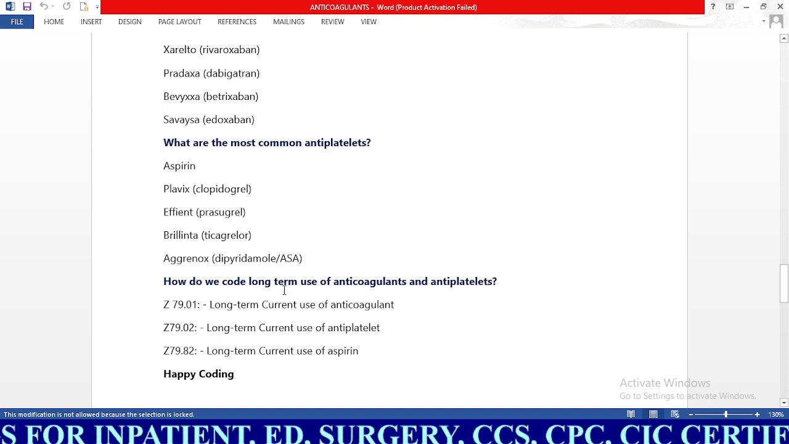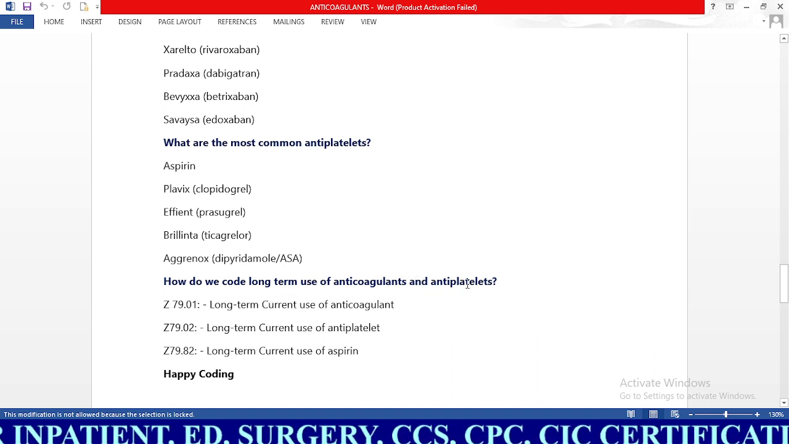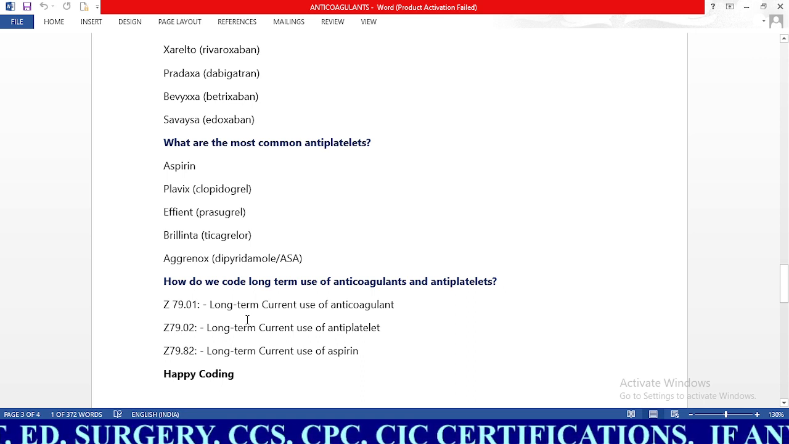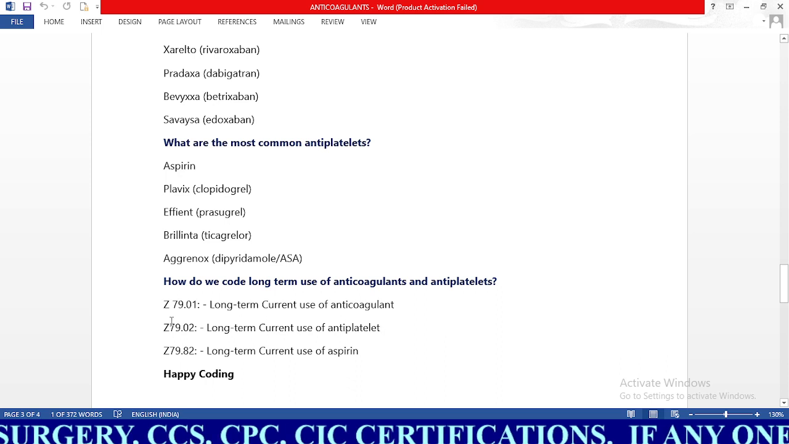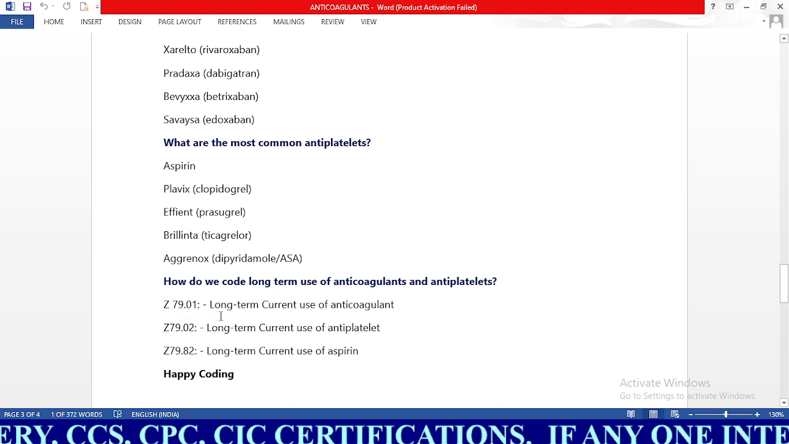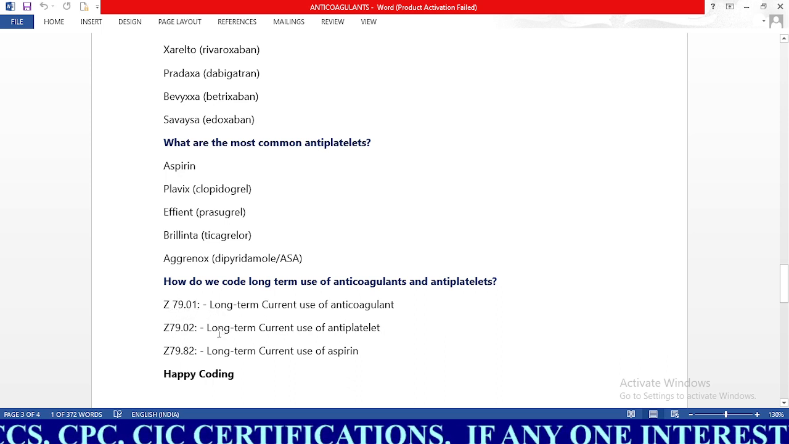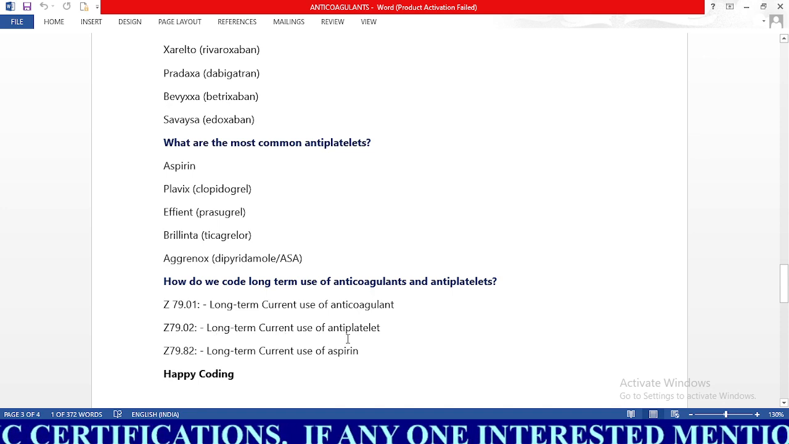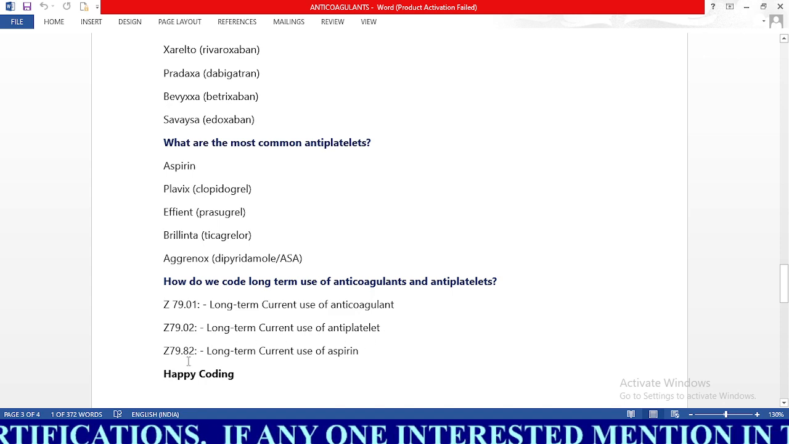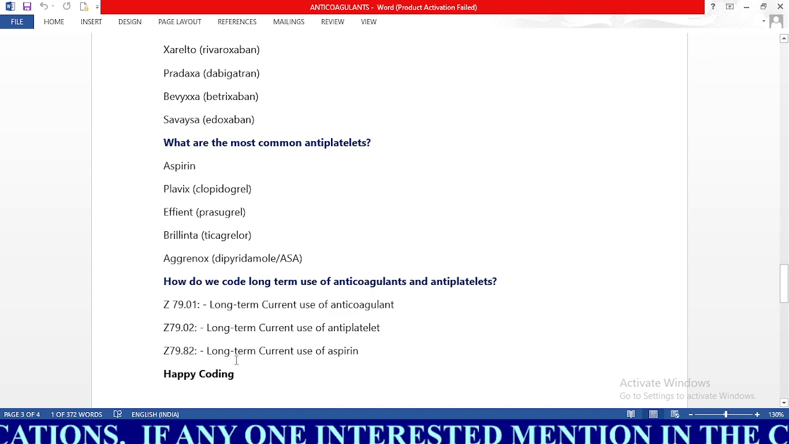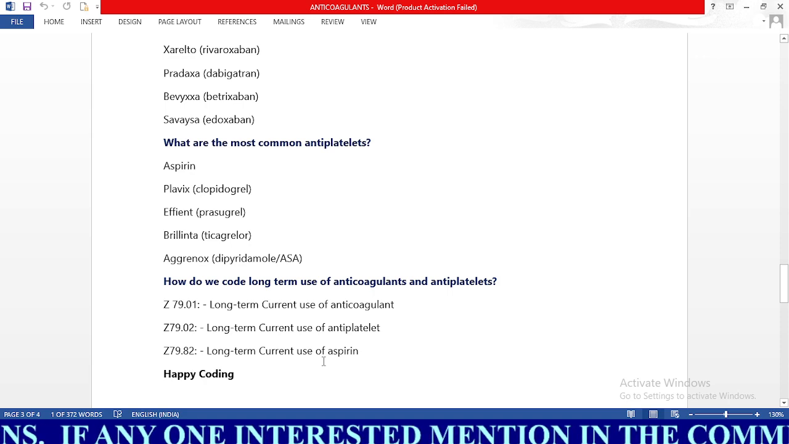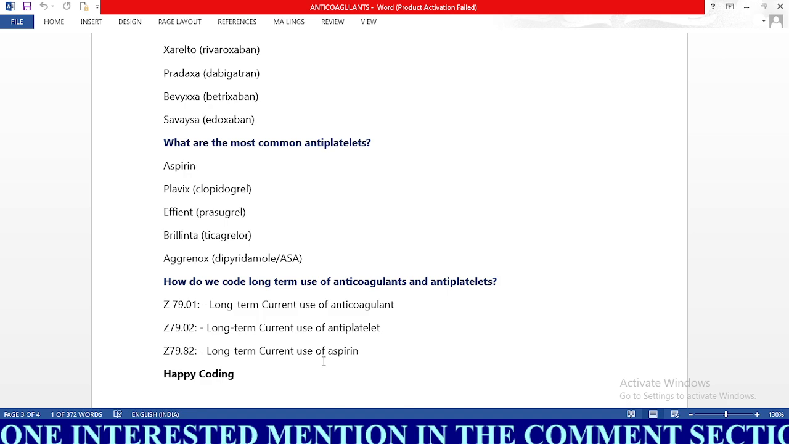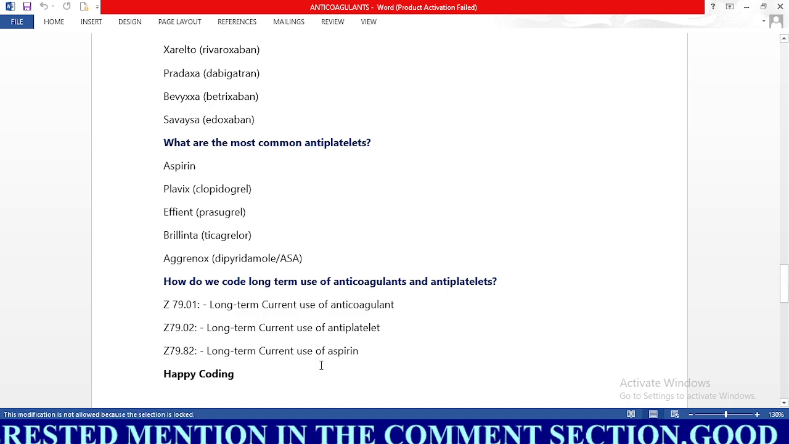Next, how do we code long-term use of anticoagulants and antiplatelet drugs? As all of us know, to code long-term current use of anticoagulant, we will use Z79.01, and we will use Z79.02 for long-term current use of antiplatelets, as well as Z79.82 for long-term current use of aspirin. You need to understand that these are all blood thinners, and they prevent blood clotting.